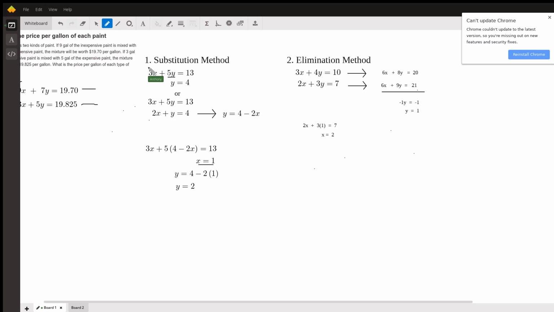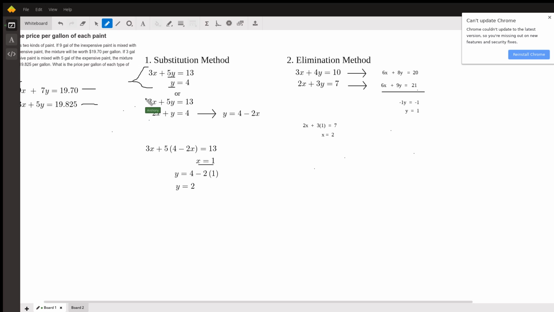As an example, we have this system of two equations here. As you can see, y is an isolated variable that has a value of 4. And with this method, you can easily substitute 4 for y in the other equation and then solve for x to find x. Another instance in which you could use this method and it would be very easy is when you have a variable with a coefficient of 1 or negative 1.